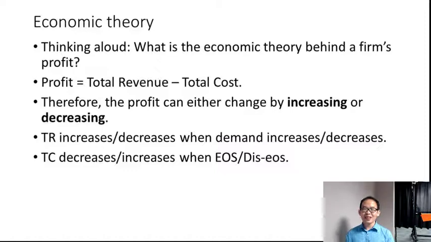So let's think aloud about the economic theory behind this. This question asks for the change in profits, right? So what is the economic theory behind a firm's profit? You have learned theoretically that profit is the difference between total revenue and total cost. So when there's a change in profit, this change can either be an increase or a decrease. Total revenue basically increases or decreases when demand increases or decreases. Total cost, when it changes, is basically about economies of scale or diseconomies of scale. So to get all the 8 marks, you should explain a bit of both.